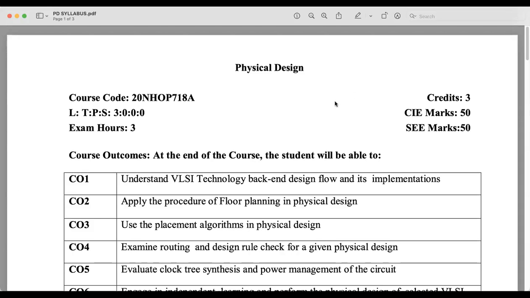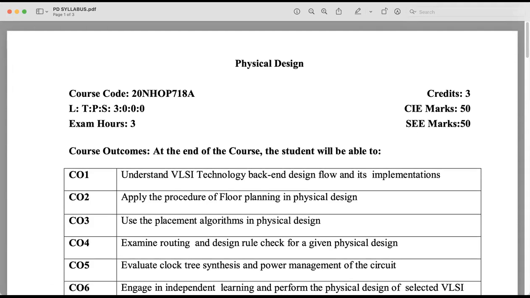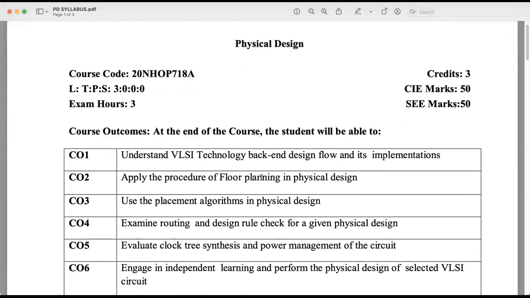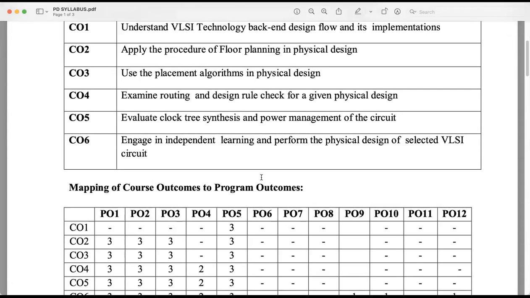Okay, so for our physical design, since it's going to be an introductory session today, I thought I'll discuss the syllabus and what all we'll be looking at in the syllabus for this open elective, and we'll also look into a few introductory concepts with regards to physical design.